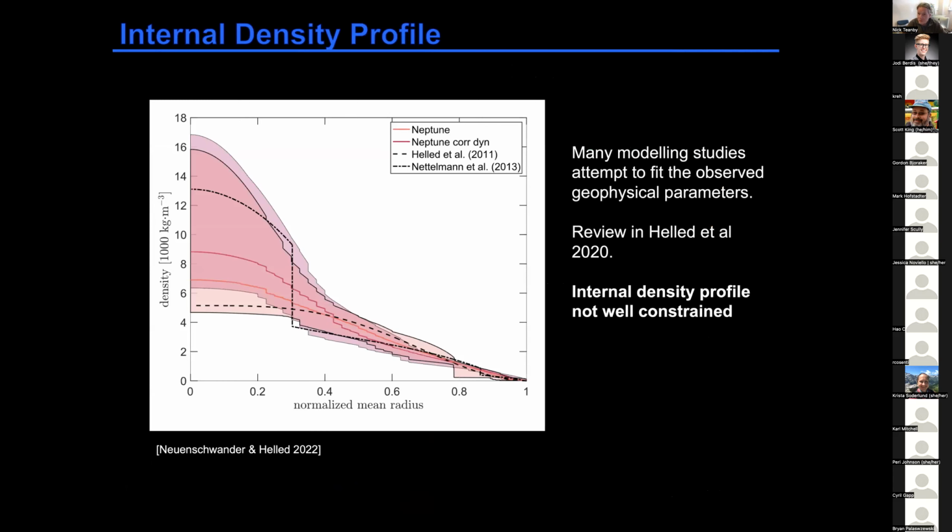So you can model the internal structure. You can try and fit these geophysical parameters, and this graph here from a recent paper shows the pinkish area giving the range of models. You can see it's fairly well constrained on the outside, but as you get deep into the interior of Neptune, basically anything goes, and you can fit any old internal model to that data. It's a bit of an exaggeration, but a lot of different models will fit it. So it's not actually well constrained. And there's a nice review by Ravit Helled in 2020 that covers these things quite nicely.